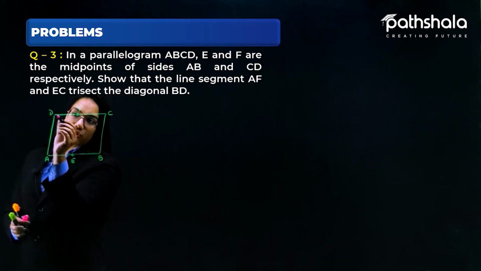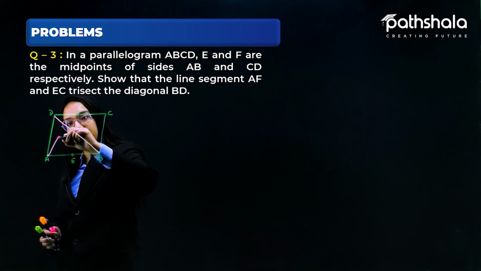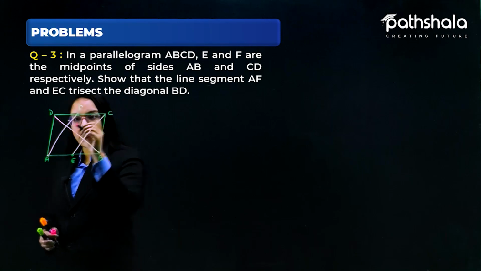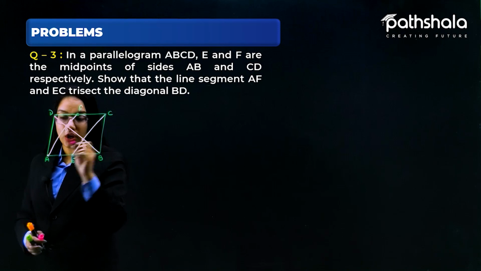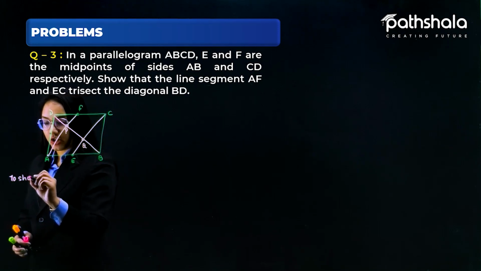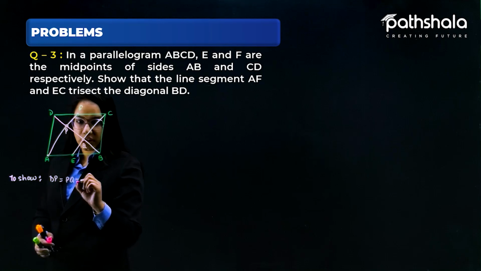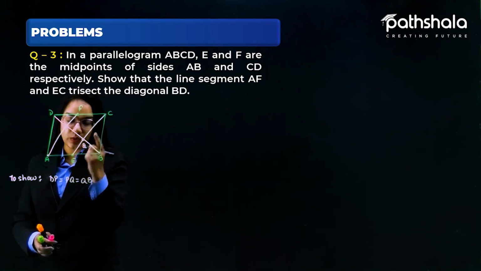Let us join this particular diagonal. After joining these two points, it says that it is trisecting. What does it mean? Let us call the intersection points P and Q. What we have to show is that DP is equal to PQ is equal to QB. We just need to show that this side is equal to this and this is equal to this.